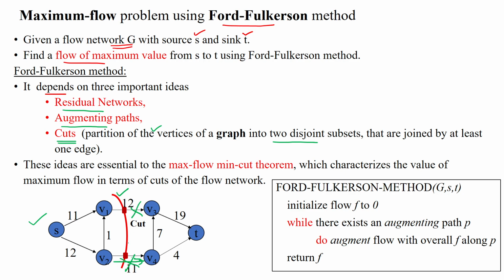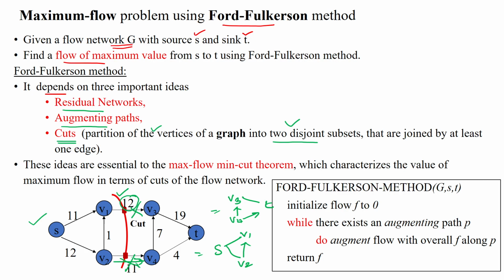This cut divides the graph into two subsets of graphs: one which goes from S to V1 and V2, so this is one graph. And another subset is V3 to T, and V4 to T, and so on. So we get two different graphs. That's what we are saying: two disjoint subsets we will get when we apply the cut, which should have minimum value.